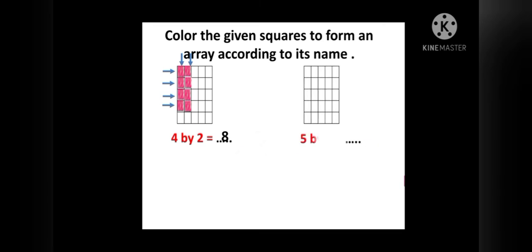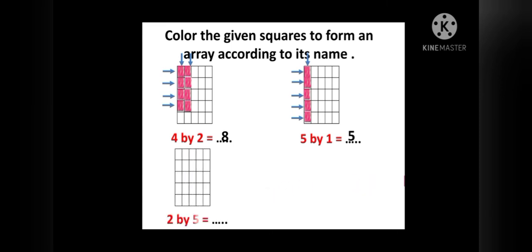I have another one here. 5 by 1. What's the meaning of 5 by 1? I have here 5 rows and 1 column. Determine 5 rows first. 1, 2, 3, 4, 5. And how many columns do I have? 1. So I start coloring now. 1, 2, 3, 4, 5. The result will be 5. 5 by 1 means 5.